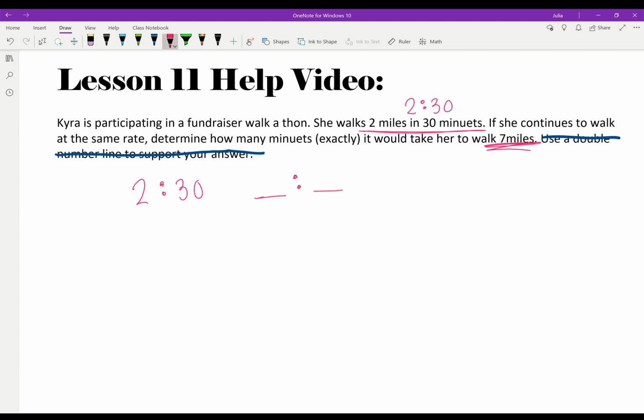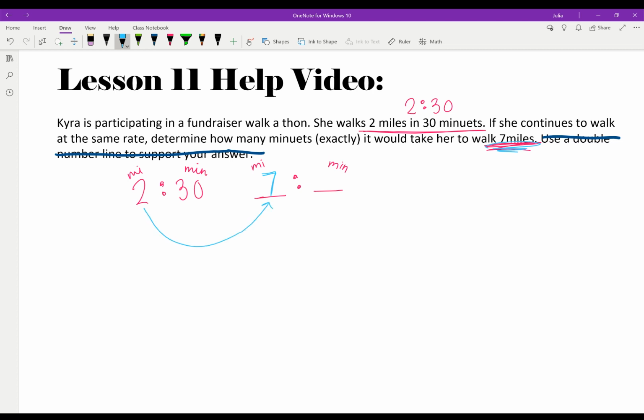And then I know that my first one is talking about my miles, and I know that my second one is talking about my minutes. So I know that my first one over here and my second one over here are also going to have to talk about miles and minutes. So that means that where I have my miles, I'm going to put my miles of 7 miles. Now I just have to make equivalent ratios.